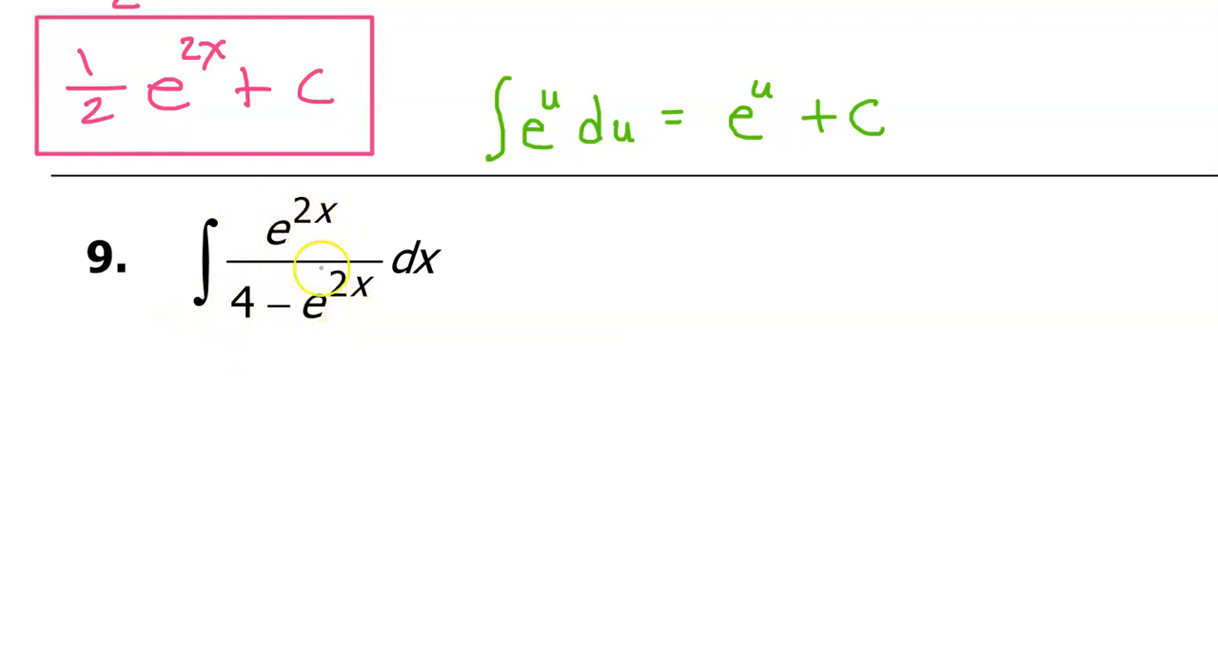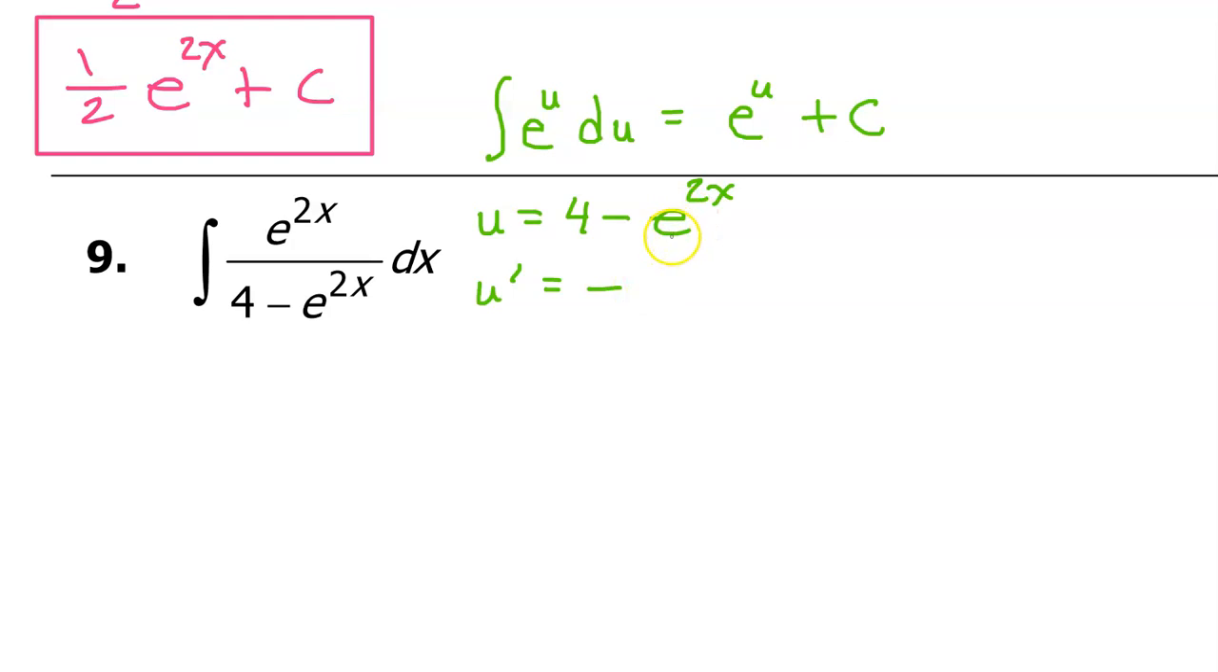For number 9, letting u equal 2x would not be enough. The u prime will not cancel out what we need it to cancel out. So let's let u equal the entire denominator, which is pretty common. So we will let u equal 4 minus e to the 2x.